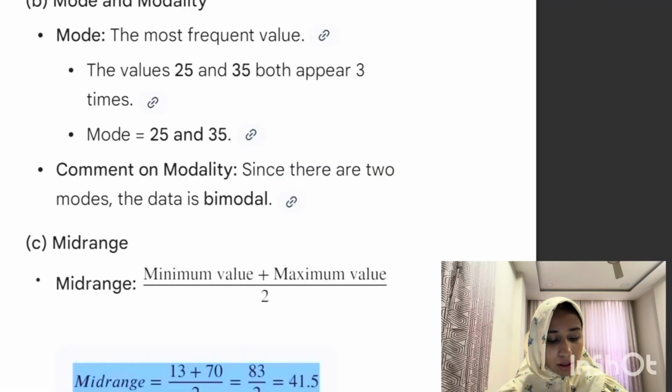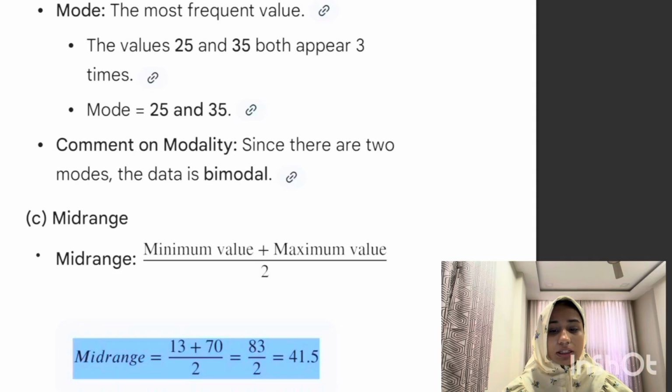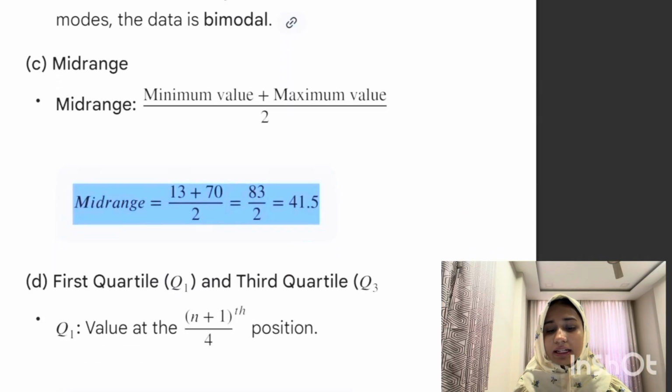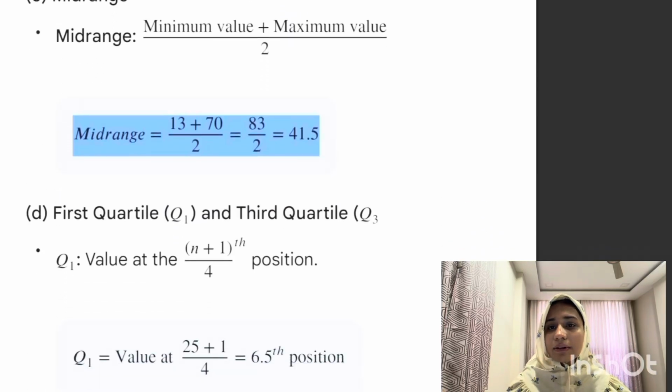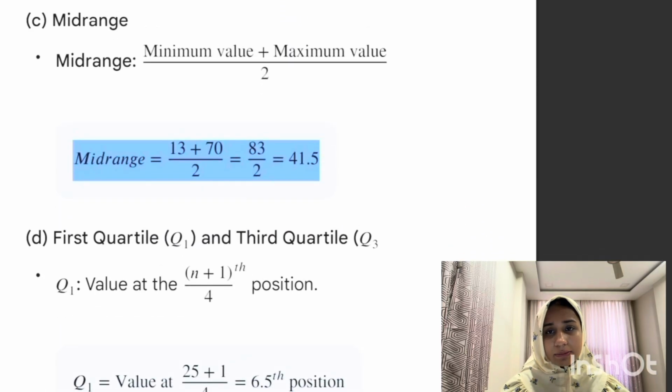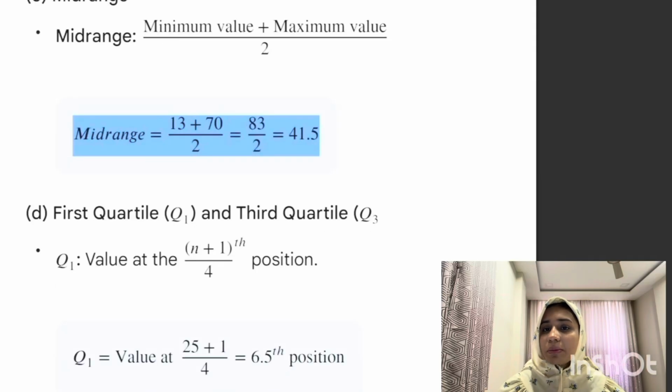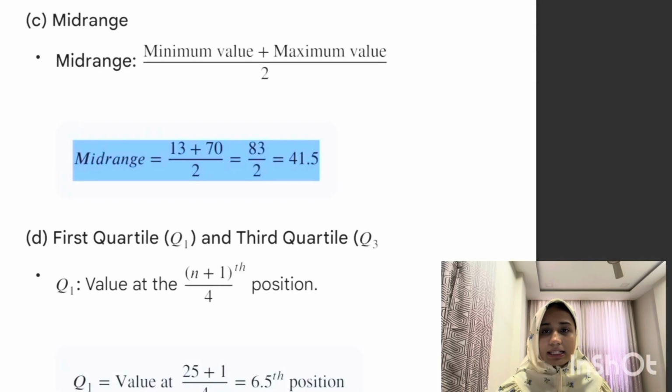Now we have to comment on the modality. The set is bimodal, because we have two values of mode, which are 25 and 35. Now see the mid-range of the data. The mid-range is calculated as the minimum value plus the maximum value, divided by 2. The minimum value was 13 and the maximum is 70, so divided by 2 it is 41.5.